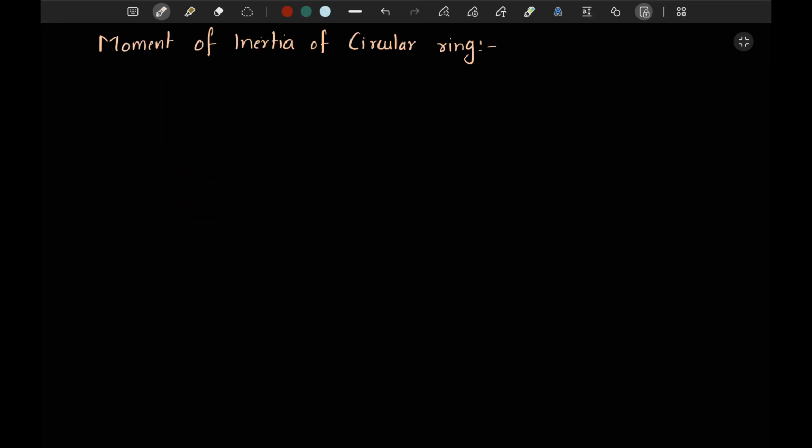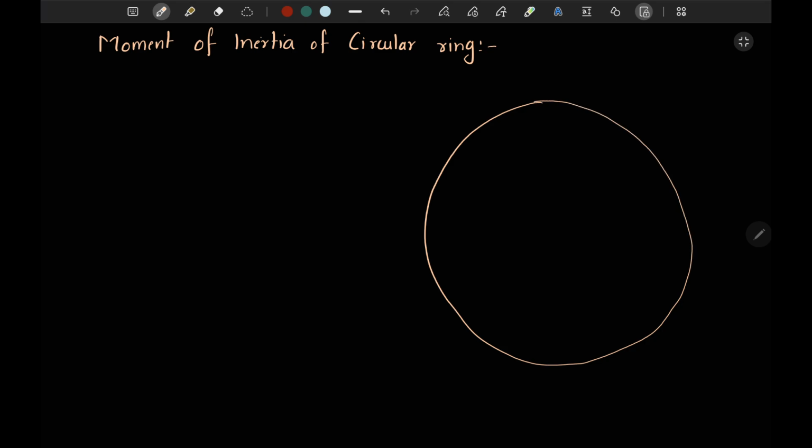And now we are going to calculate the moment of inertia of a circular ring. So first we consider a thin uniform ring whose mass is m, radius is r. So the length of the ring, or say circumference, will be 2 pi r.